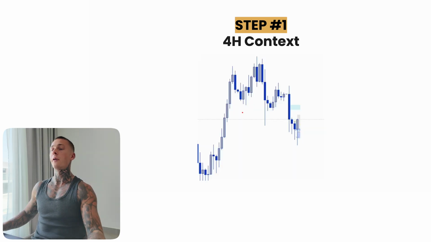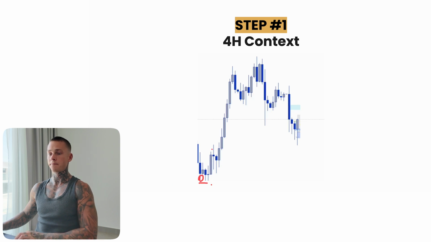Amazing. This is a 4-hour chart just for some context. So first thing we see, price makes this low here, and then a high. We then have a higher low and a higher high. So again, this is an area where a lot of traders look to buy from, and you can see price just rockets through that.